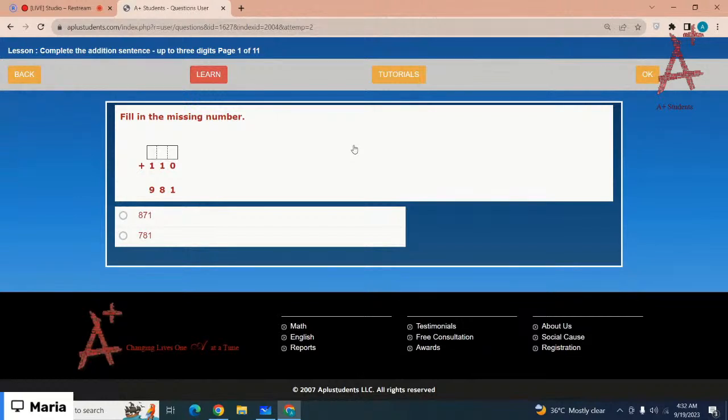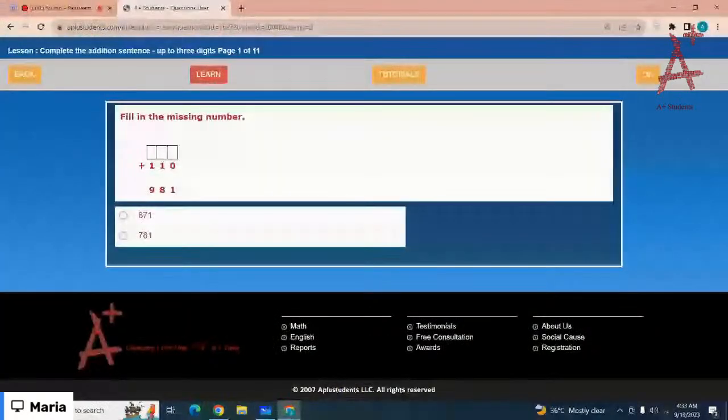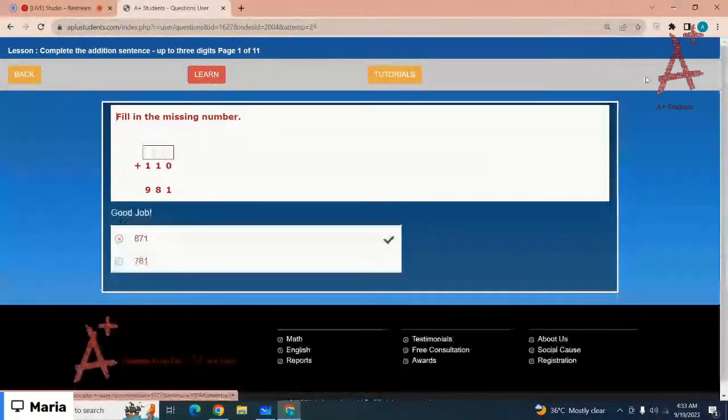You have to subtract the given number out of the sum, right? The sum is 981. You have to subtract 110 out of 981, right? You have to do 981 minus 110, right? So 1 minus 0 is 1, 8 minus 1 is 7, and 9 minus 1 is 8. That means if you add 871 to 110, the answer would be 981. So the correct option is option number 1. 871 is the correct option. Very good.